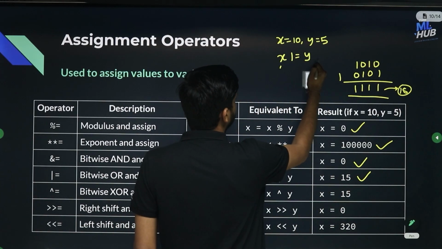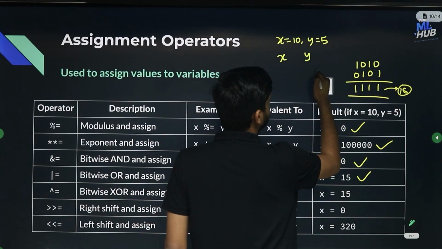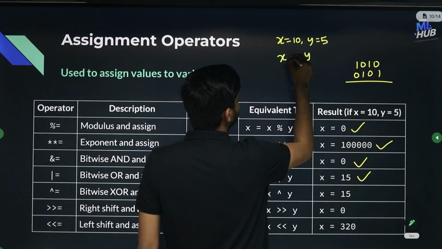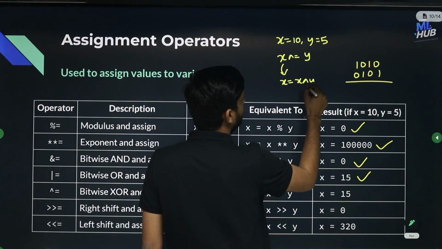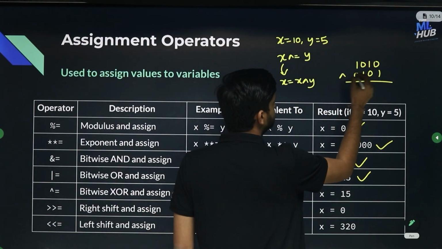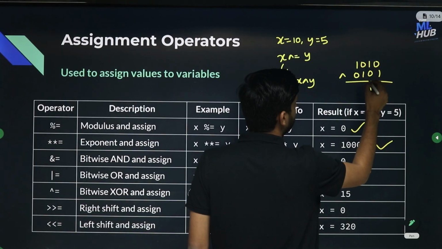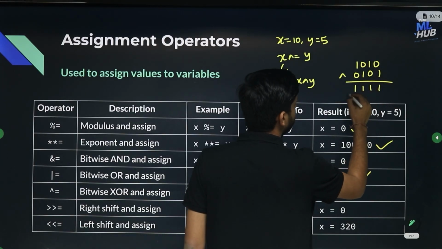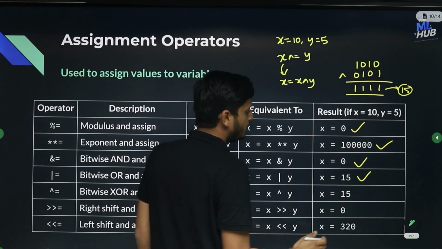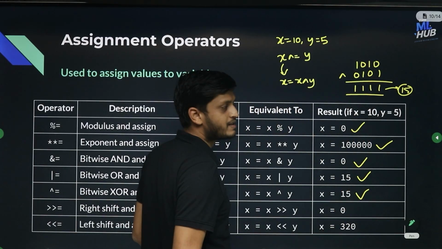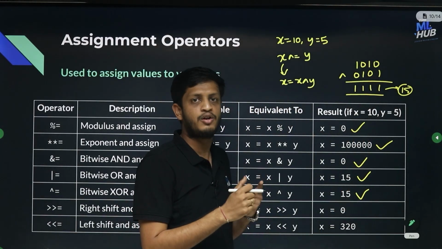Similarly, if you perform an XOR, x XOR equal to y, this is equivalent of writing x equal to x XOR y. So if you do XOR between these two, 0 XOR 1 is 1, 1 XOR 0 is 1, 0 XOR 1 is 1, 1 XOR 0 is 1. This is again the binary of 15. So x will be assigned the value 15. Okay, this is how you can combine it with bitwise AND, OR and XOR.